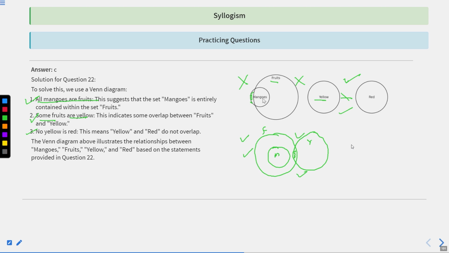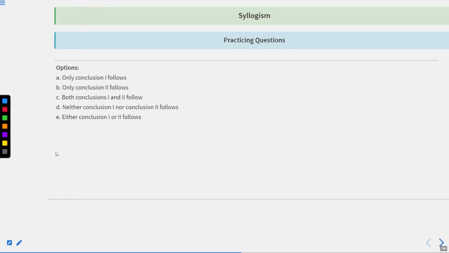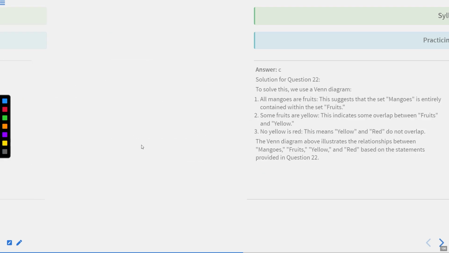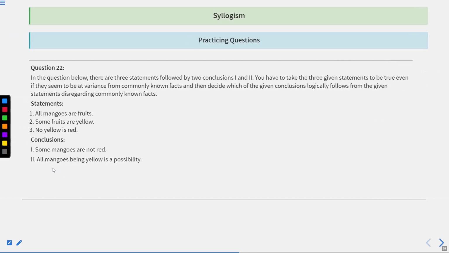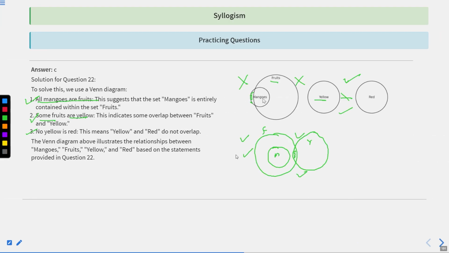There is no relation between mangoes and red. And so this particular statement, some mangoes are not red, is correct. Now the second conclusion: all mangoes being yellow is a possibility. So if you can see, my dear students, there is a relation between fruits and mangoes, where it has been clearly said that all mangoes are fruits according to statement 1.